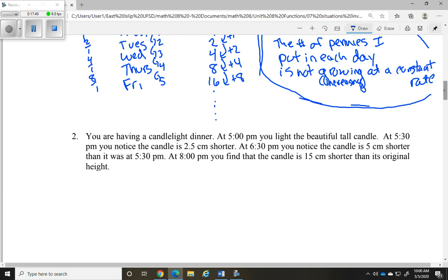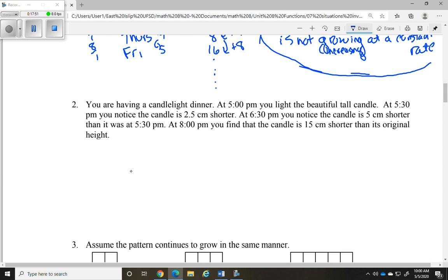Number 2 can be tricky, so let's pay close attention. So you're having a candlelight dinner at 5 p.m. So I'm going to keep track of this. You light a beautiful candle. Now they don't tell me how tall it is, but I have a nice full candle. At 5:30, you notice that the candle is 2.5 centimeters shorter.